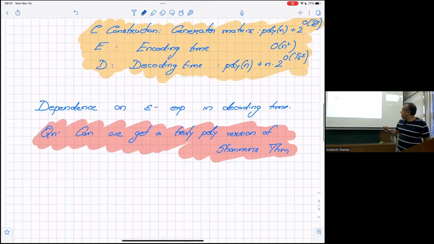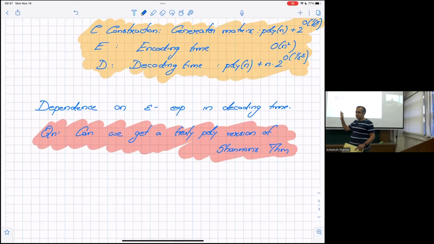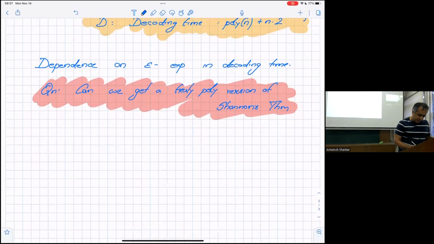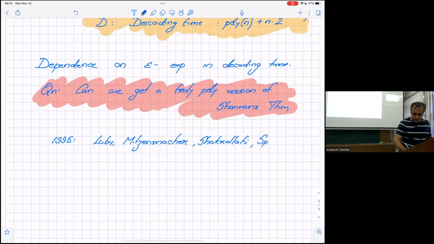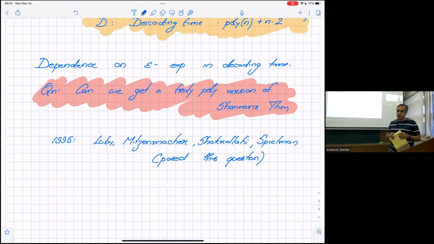For a long while, people were just satisfied with Forney's result. That was fine. But then the question itself was not seriously considered till as recent as more than 40 years after Shannon's work. It was Luby, Mitzenmacher, Shokrollahi, and Spielman who posed the question: can we get a truly polynomial version of Shannon?